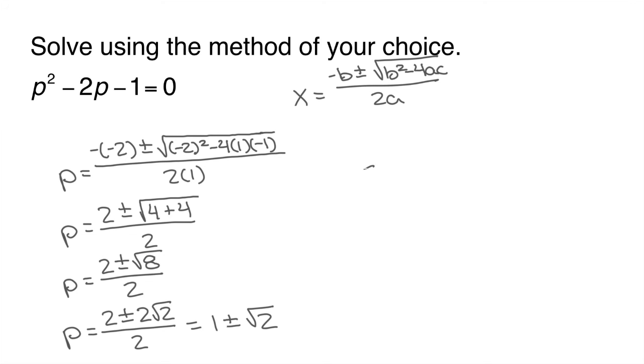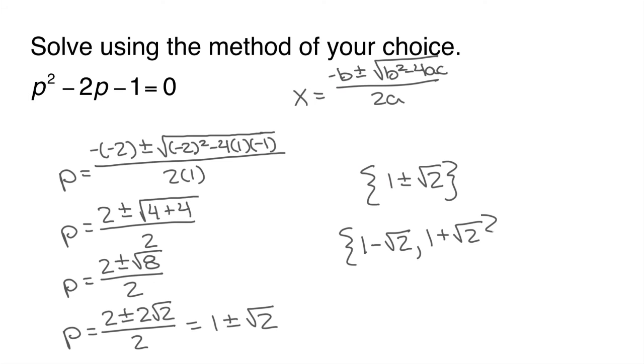This gives us the solution set of the set containing 1 plus or minus the square root of 2. We can also write this by listing out each expression separately. We have the set containing 1 minus the square root of 2 and 1 plus the square root of 2. We can verify that each of these is a solution by substituting it in for p in the original equation and verifying that it does satisfy the original equation.